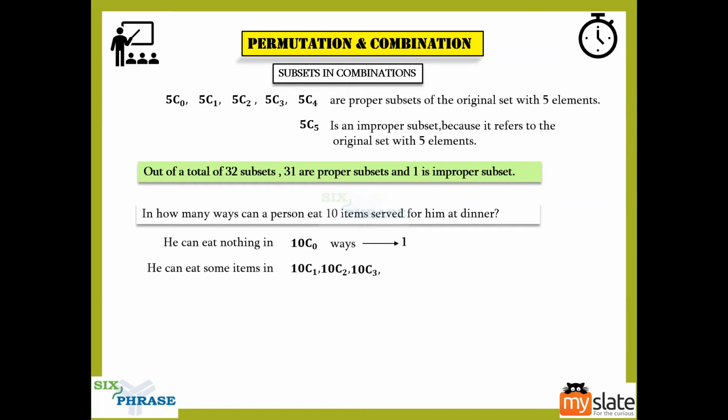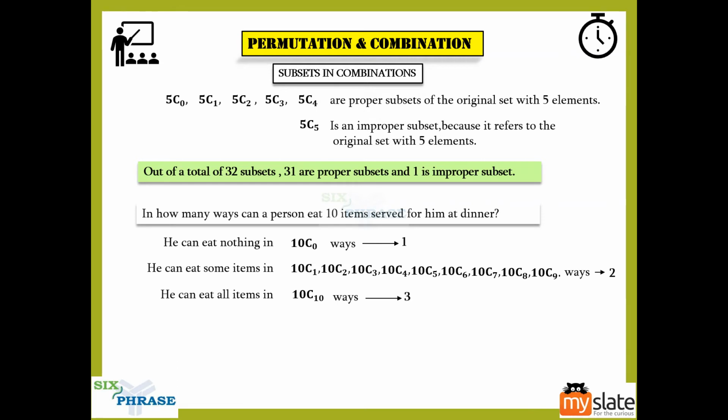He can eat some items, so that will start from 10C1, 10C2, 10C3. All these are some, right? 1 out of 10 is some, 2 out of 10 is some, 3 out of 10 is some. So this will continue up until 9 out of 10. Okay, so some items can be eaten in these ways. Mark this as equation number 2. All items can be eaten in only one way, 10C10. Okay, so you can mark it as 3.